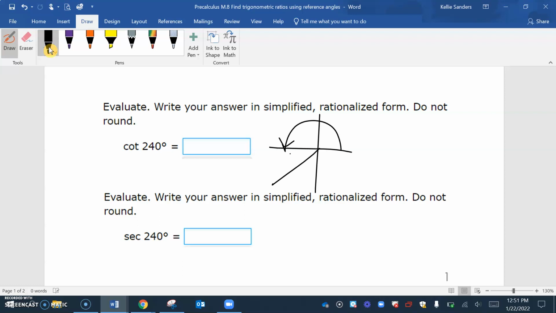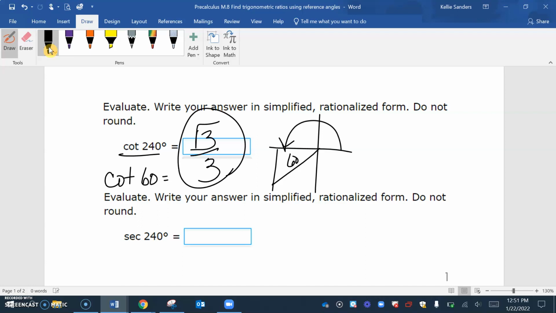240, that's 180, so we'll go 60 more to get the reference angle. So cotangent 240 is the same thing as cotangent 60. And since we're in the third quadrant, our answer is going to be positive, and 60 is square root of 3 over 3.